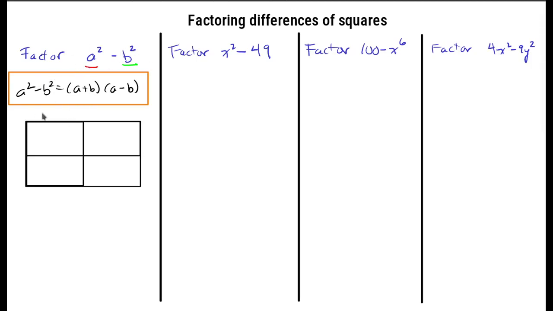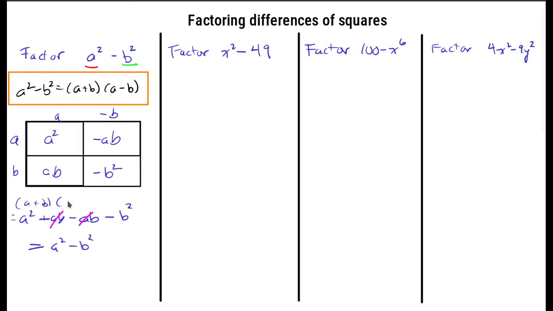Let's use our box method to multiply this out and check that we have the right answer. A plus b, a minus b, multiply that out. A times a is a squared. A times negative b is negative ab. B times a, same thing as ab. And b times negative b is negative b squared. We add this all up: a squared plus ab minus ab minus b squared, and we notice that ab and minus ab cancel, leaving a squared minus b squared. And this was exactly what we got when we multiplied a plus b times a minus b. So these are equivalent expressions.